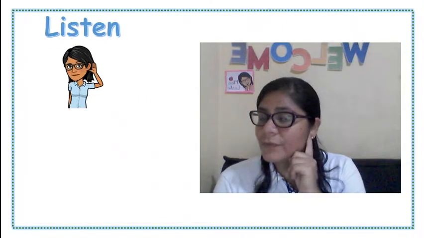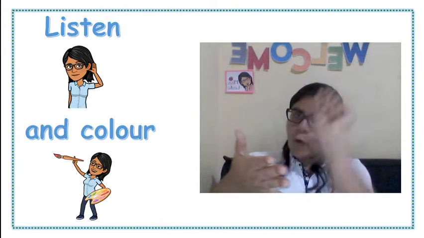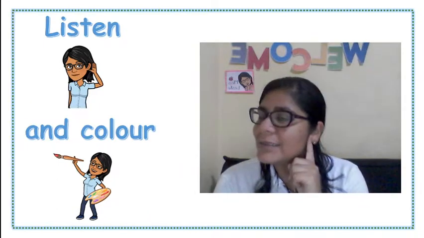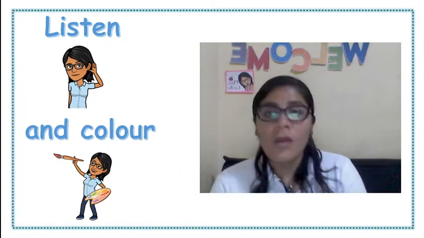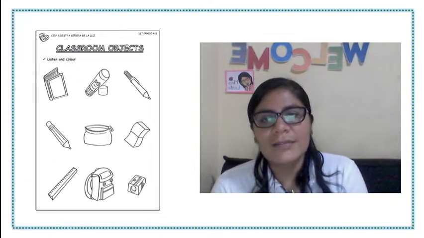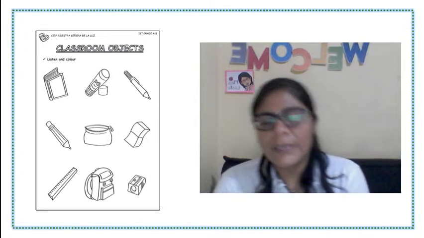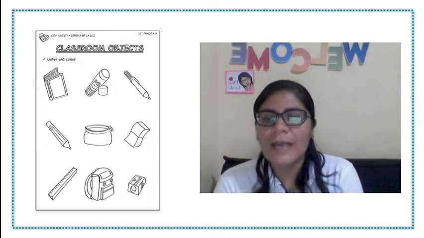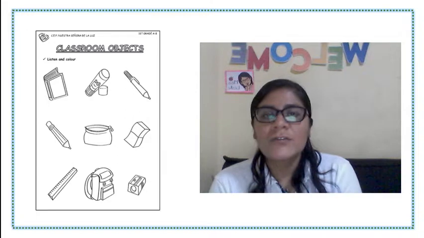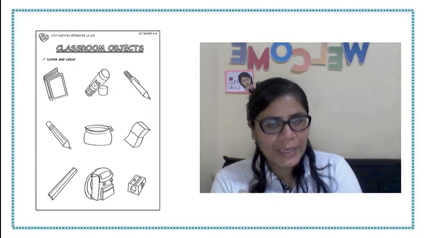Now, what are we going to do? In your worksheet, you are going to listen first, okay? Listen carefully. Listen to me. And color. Yes, you are going to listen and color, okay? What are you going to color? Look at this. You have your worksheet there, yes? You have a book, a glue, a pen, a pencil case, a rubber, a ruler, school bag, and a sharpener. So, you are going to listen and color, okay?